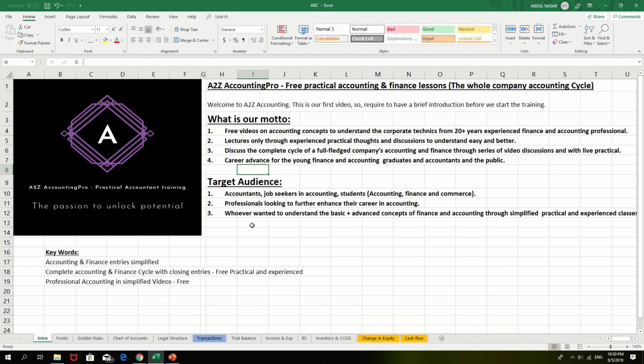Now, the targeted audience here are accountants, job seekers in accounting, students of accounting, finance, and commerce, and all the professionals who are younger in their career and still want to enhance their career in accounting, and whoever wants to learn the concepts of debit and credit, the concepts of finance, the concepts of the complete accounting cycle of a firm, or the startup companies' accounting cycle.